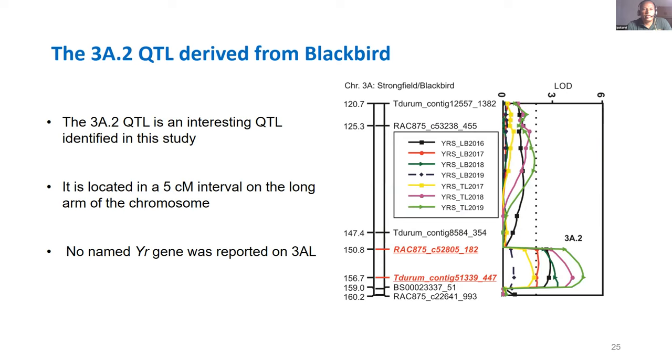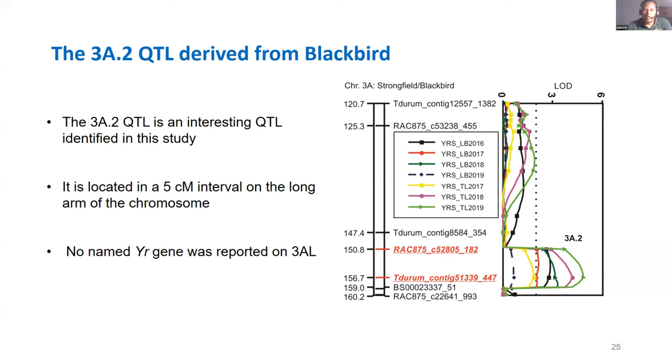Looking at the consistent QTL which was detected in this population, that's 3A.2 from Blackbird. This is the most interesting QTL which we identified in this study. And this QTL was found on chromosome 3AL, on the long arm of the chromosome, at a 5 centimorgan interval.